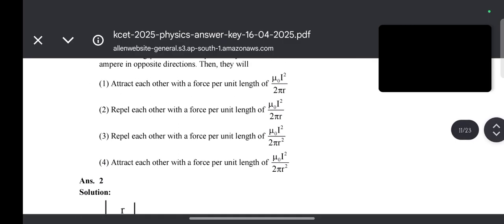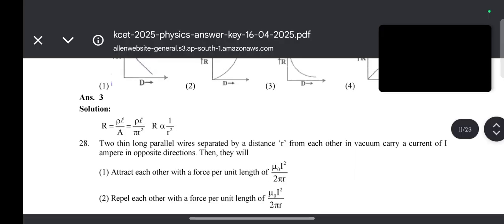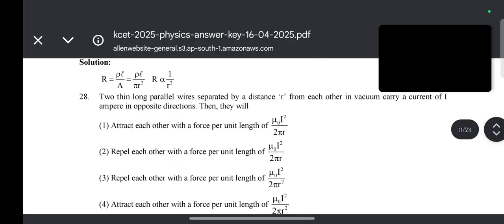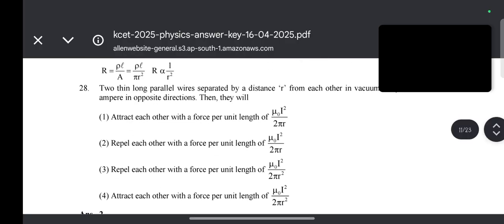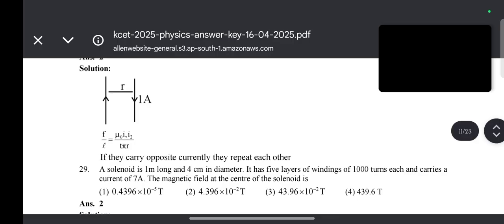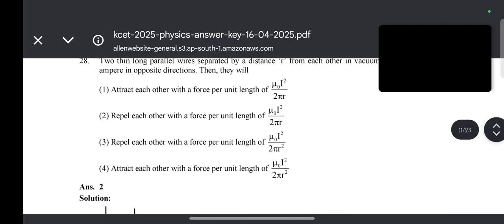Next, 28th question. Two thin long parallel wires separated by a distance r from each other in vacuum carry a current of 1 ampere in opposite directions. Then they will attract each other with a force per unit length of, or repel each other with a force per unit length of, or attract each other with force per unit length. So therefore F by L is equal to mu naught I1 I2 by 2 pi r. So therefore the correct option is option 2.